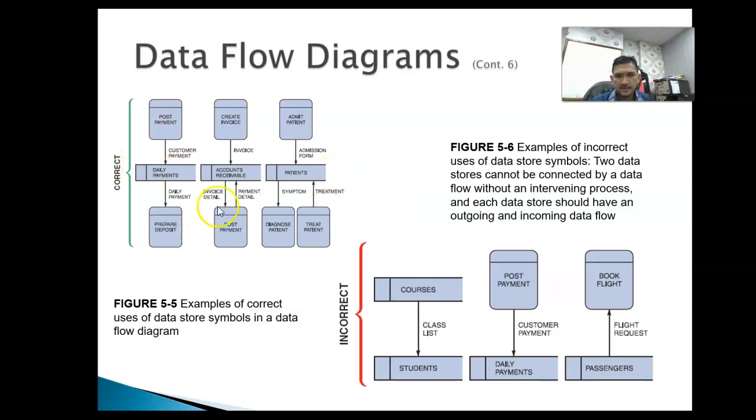If you look here, this data store has incoming, outgoing, incoming. This one is outgoing, incoming, outgoing. This one has only outgoing. It doesn't have the incoming. So make sure when you draw, it has incoming and outgoing.